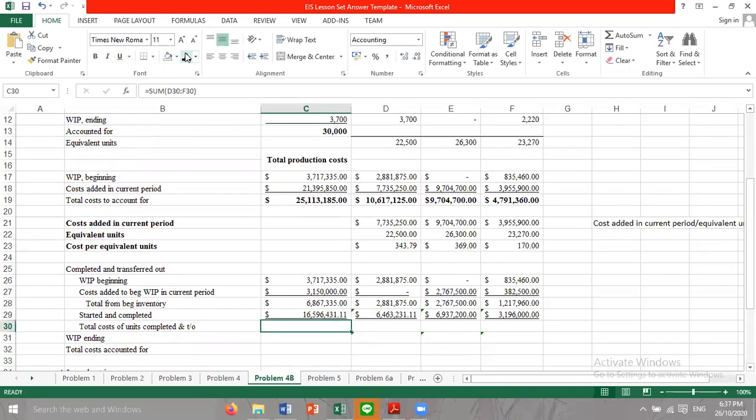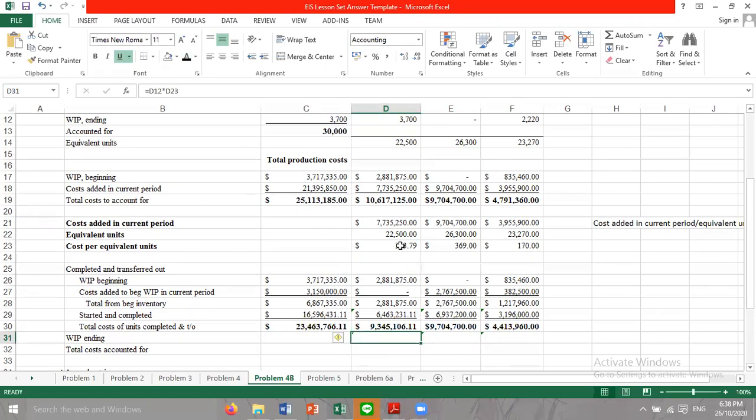From this, we can sum up the total cost of units completed and transferred out. We'll get the sum of 6,867 plus 16,596,000, which is 23,463,766. Just sum this up as well, so we can categorize them. And then the last one, we need to find the cost allocated to WIP ending, the work in process ending.